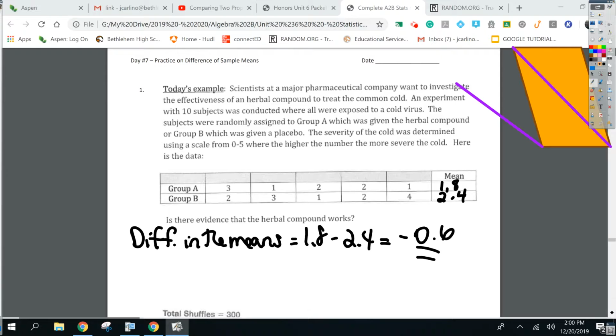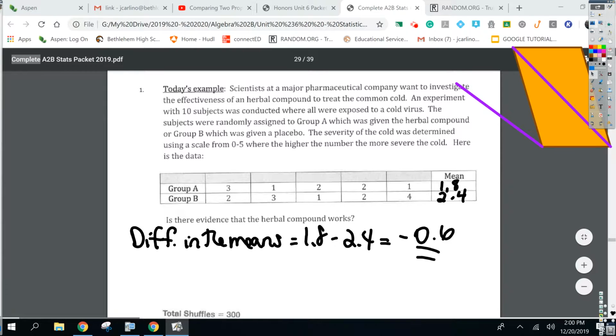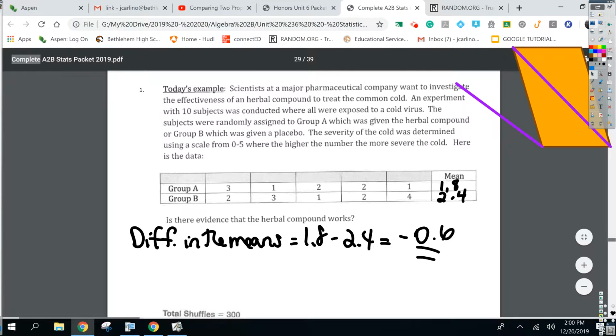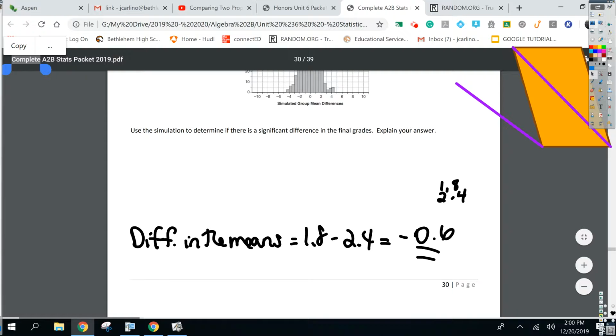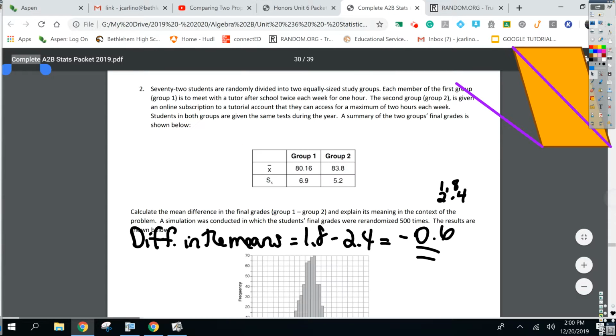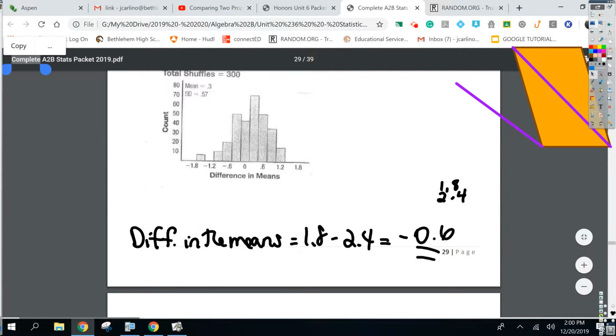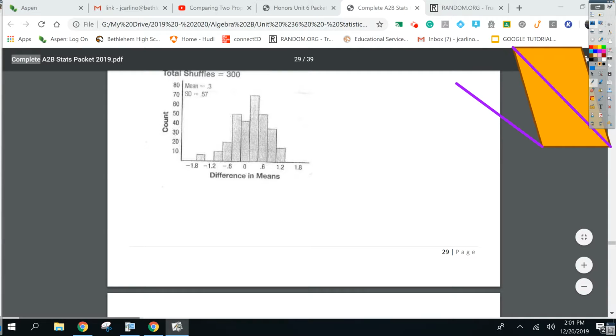We go to the simulation now. See where 0.6 is in the simulation, please. Yep, there we go. Okay, where's 0.6? Everyone see where it is? Right here? Is it an extreme value? Nope. Or do you think it's caused by random chance? Probably. But we've got to see.